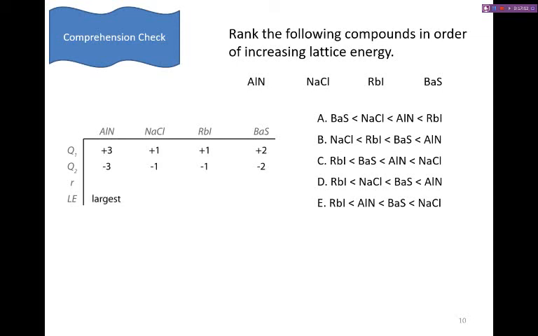When we compare, because we know that the charge matters the most, we know off the bat that the aluminum nitride has the largest lattice energy, and barium sulfide also has a large, but not quite as large. And so we know that those two are going to be the largest lattice energies. And at that point, what you could do is simply go over and find. And we see that we have 2 possible answer choices that fit those criteria of having aluminum nitride be the largest and the barium sulfide be the second largest.